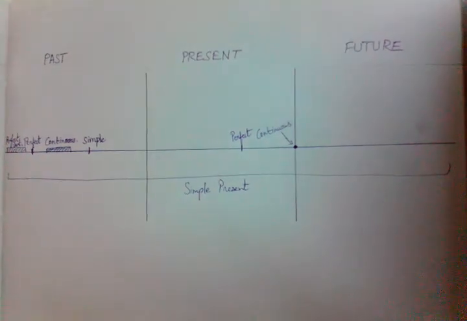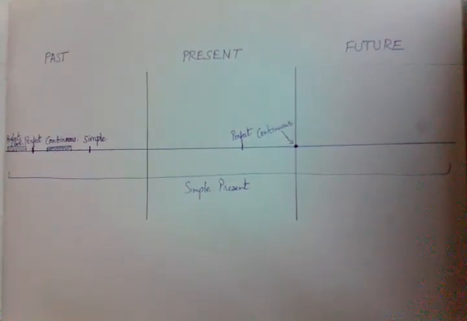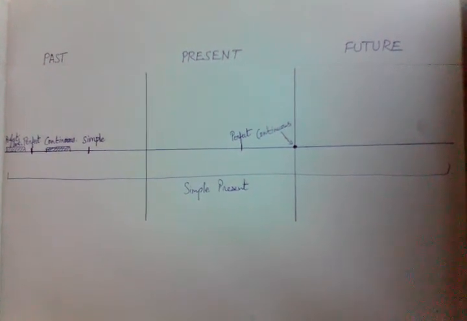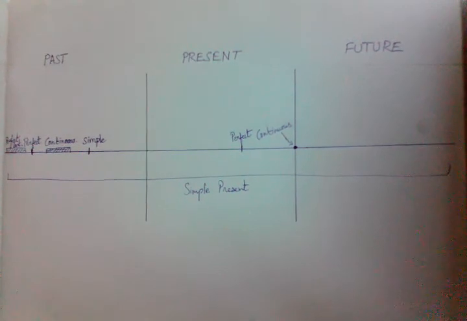The next one is present perfect continuous. You use this tense when you are talking about something that has been happening from a certain point of time and is still going on now. For example, she has been going to school.